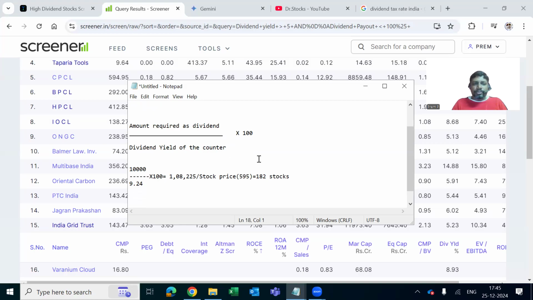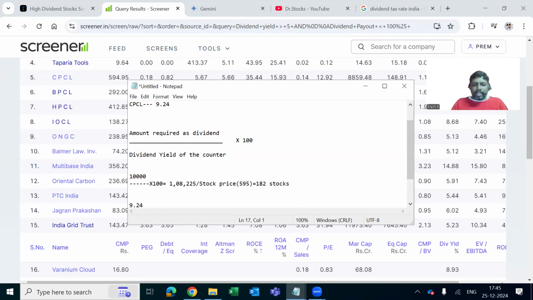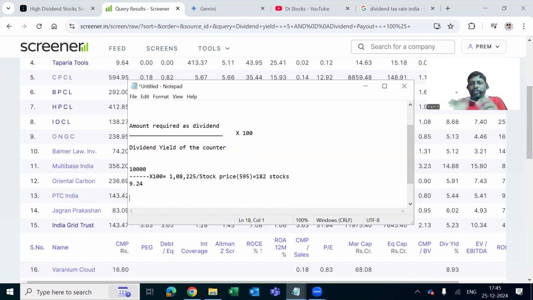So 180 is two stocks. If I am buying CPCL, I am getting a dividend very close to 9.24, which means the stock is giving around 55 rupees as a dividend. So that is what the video is about. As of now, you can take this as a point of portfolio diversification, and accordingly you can act.